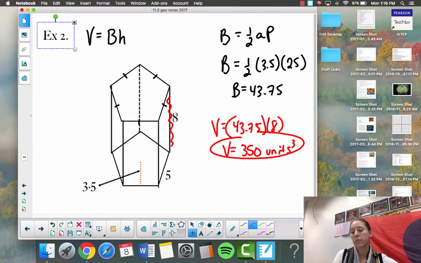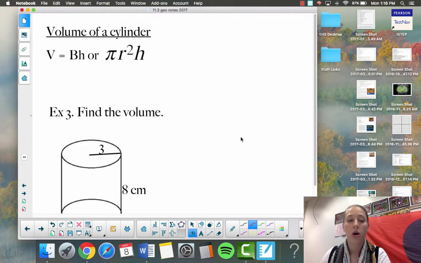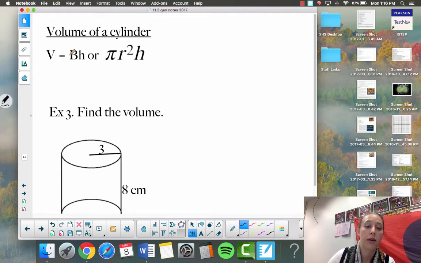So there's 2 examples for prisms. We're going to go ahead and talk about cylinders, and then we'll be good to go. So a cylinder, similar concept, it's still the area of the base times the height, and because cylinders are always circles, we can just state that this is pi r squared times h. So this is similar to what we've seen before.